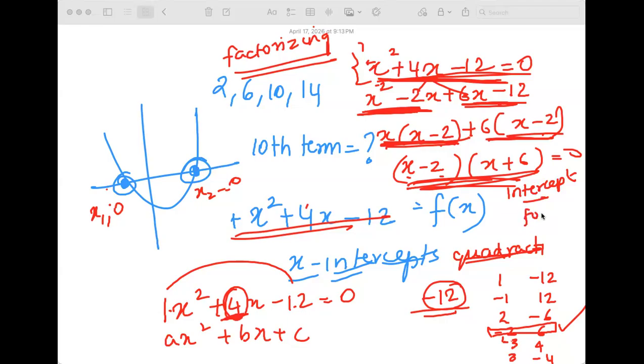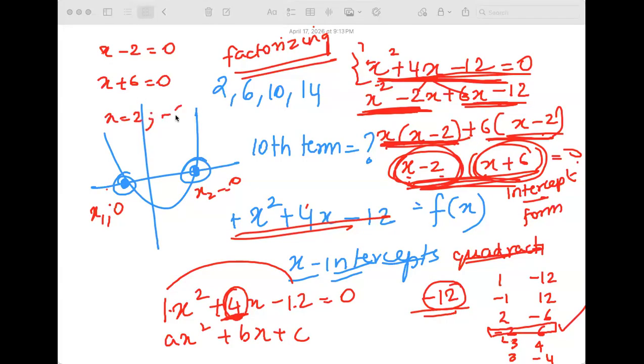Intercept form means it is saying either this number is 0 or this number is 0. Then only the product will be 0, right? So you can say x minus 2 is 0 or x plus 6 is 0. So x is equal to 2 or x equal to minus 6. Sorry, this is minus 6 comma 0, a point on the graph. The other one is 2 comma 0, a point on the graph.